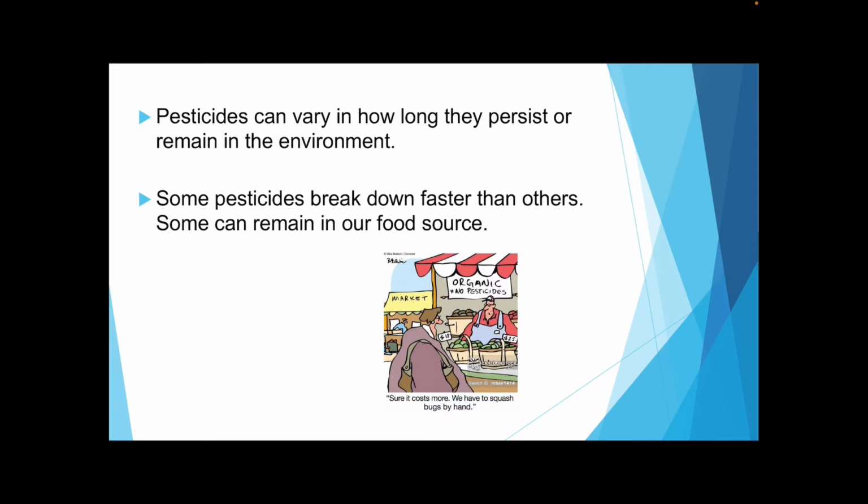So obviously he doesn't mean he's killing every bug by hand. However, because it takes more work to uphold the produce because they can't just spray it with a pesticide, it typically costs more to purchase. And that's why organic foods tend to be more expensive.